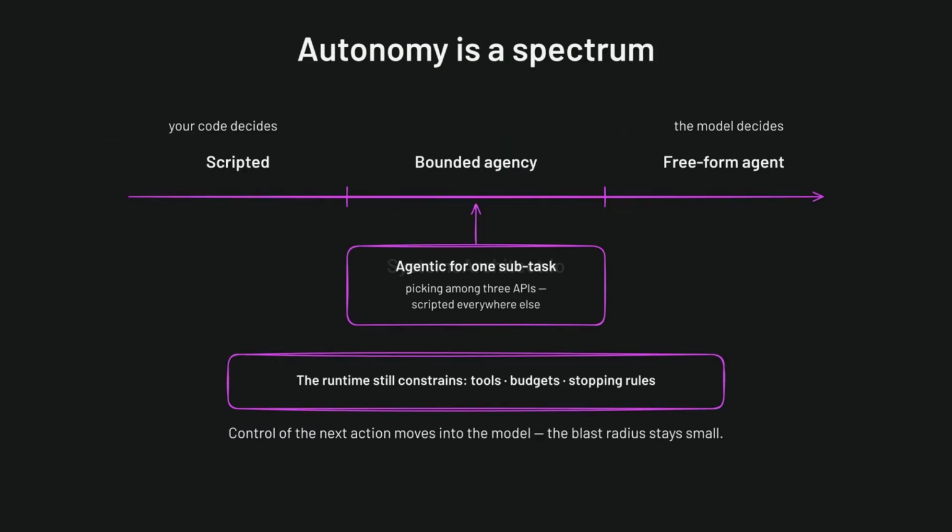Autonomy is a spectrum, not a Boolean switch you flip once. A system can be agentic for one subtask, such as picking among 3 APIs, and fully scripted elsewhere. What makes the label useful is that control over the next action has moved into the model's decision. Your runtime still constrains tools, budgets, and stopping rules. Bounded agency keeps the model inside a short allow list or one state of a plan and execute pipeline. That still counts as agentic where it matters, while the blast radius stays small.